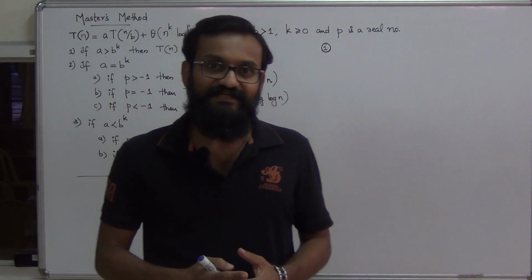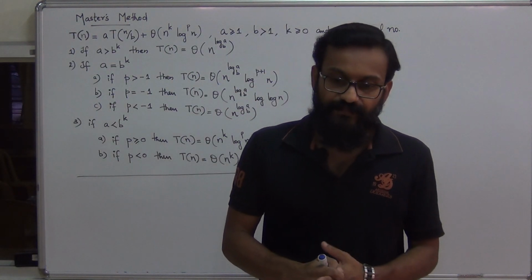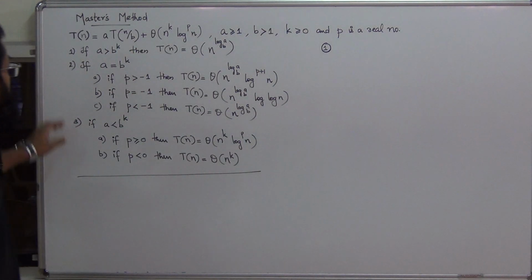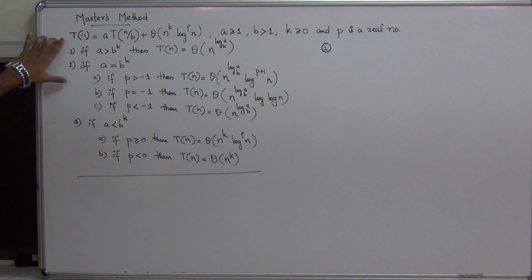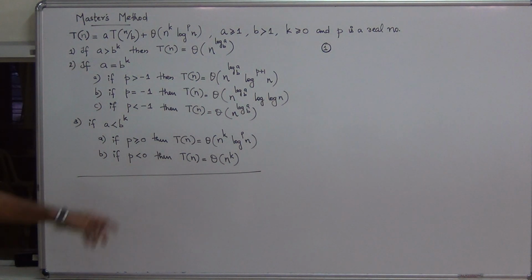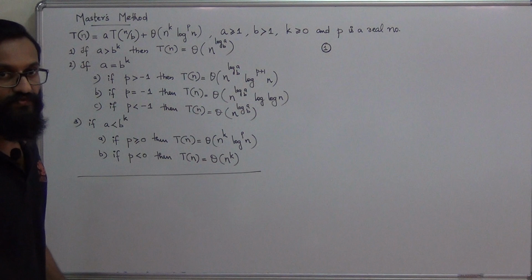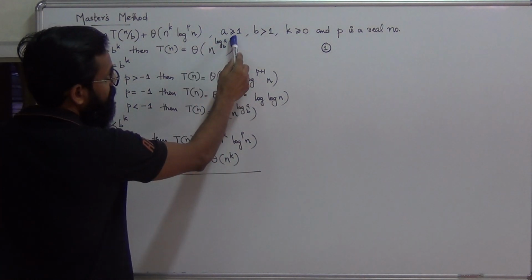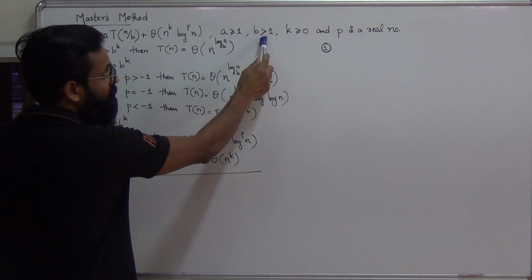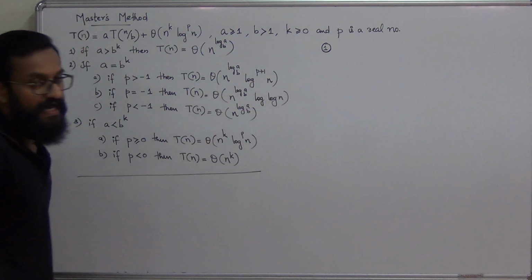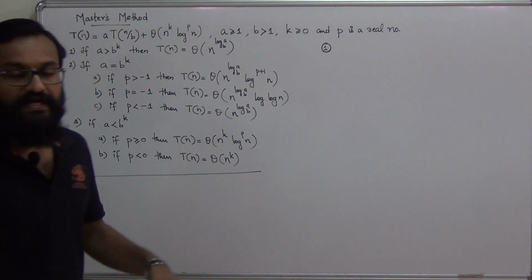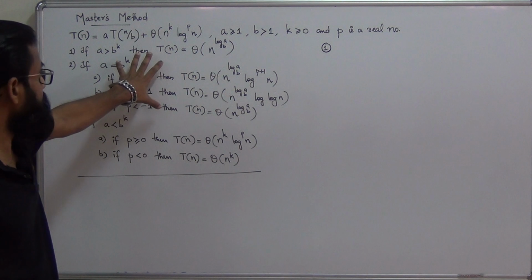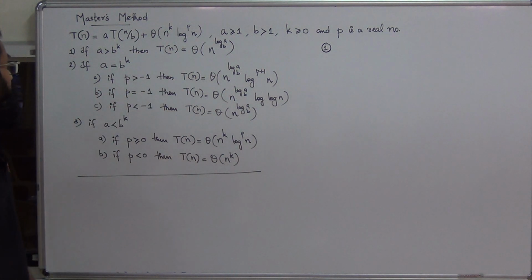This lecture deals with solving the recurrence using Master's theorem. So here we are dealing with an extended version of Master's theorem. Let us consider the theorem: T(n) = aT(n/b) + Theta(n^k log^p n). Here the conditions are a is greater than or equal to 1, b is greater than 1, k is greater than or equal to 0, and p is a real number. These are the conditions to be satisfied by the recurrence to apply this extended version of Master's theorem.